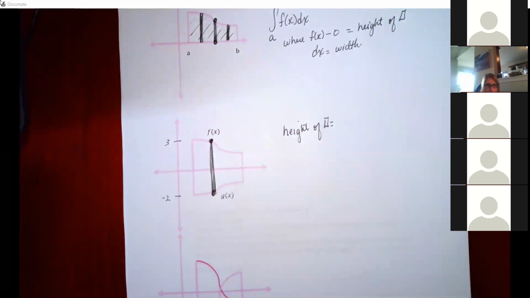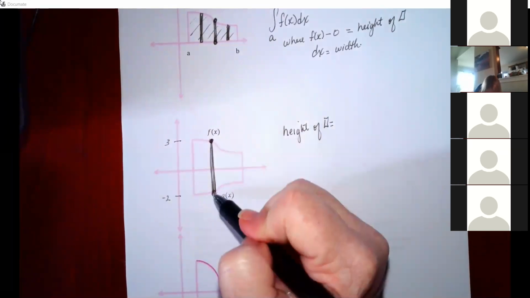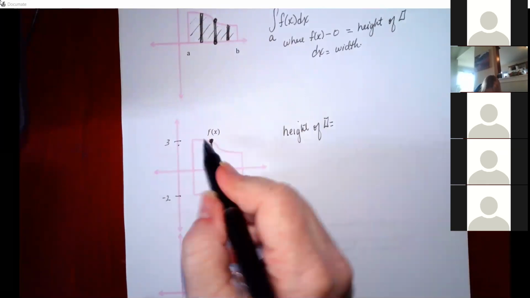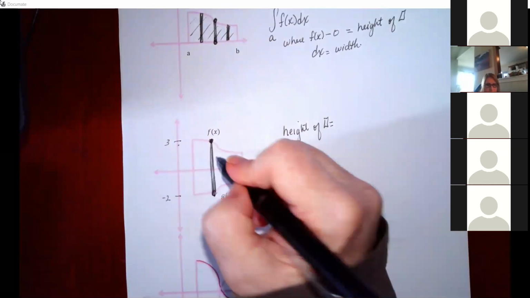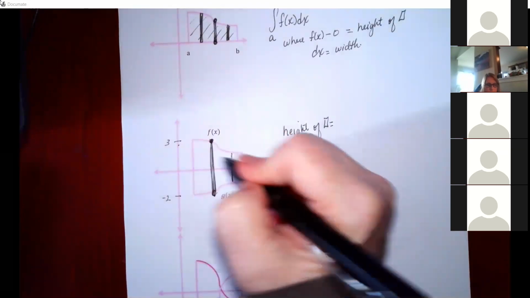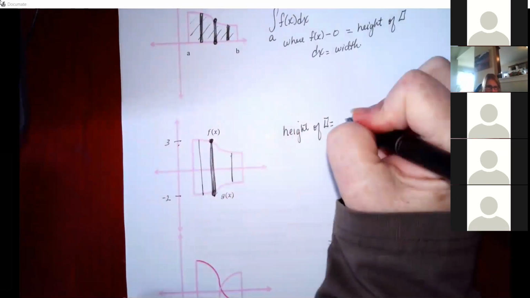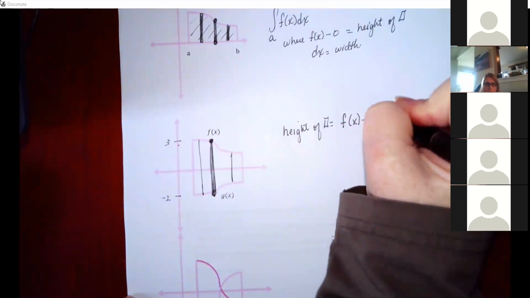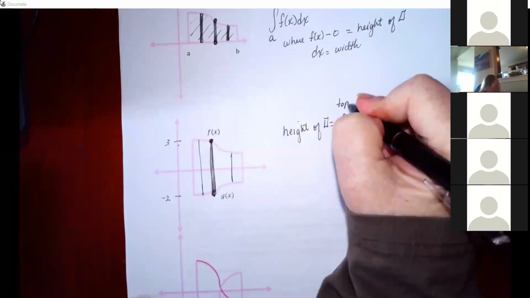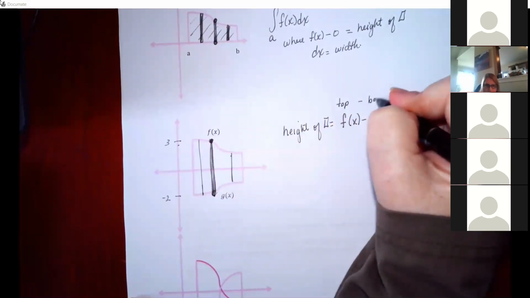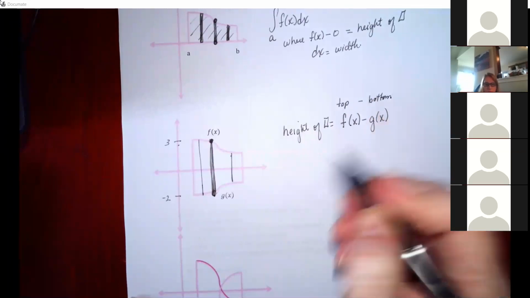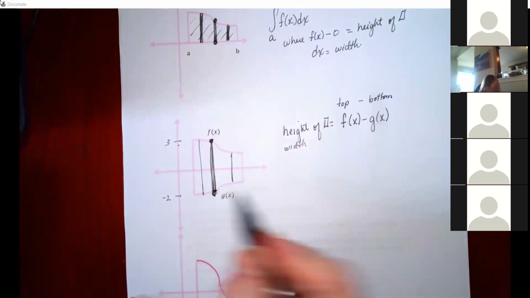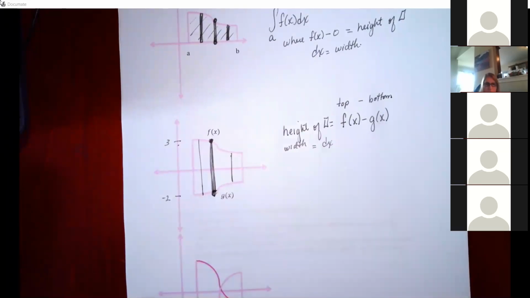What do you do? You take the top minus the bottom. Subtract the bottom. Right, so it'd be 3 minus a negative 2. So the height of this little representative rectangle in general, whether it's this one or this one or this one, to find the height of that, we would just take f of x minus g of x, or that would be the top graph minus the bottom graph. The width of that little representative rectangle is just that horizontal distance, so we still call that dx.